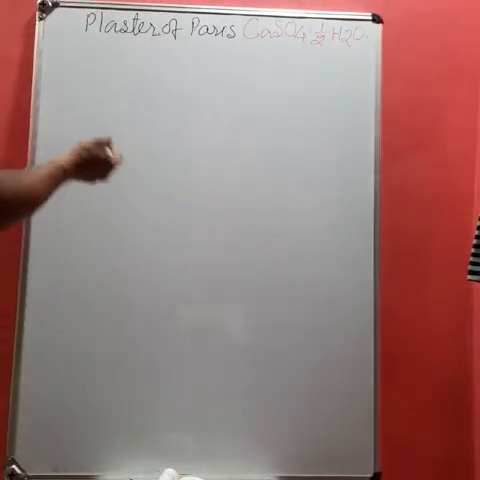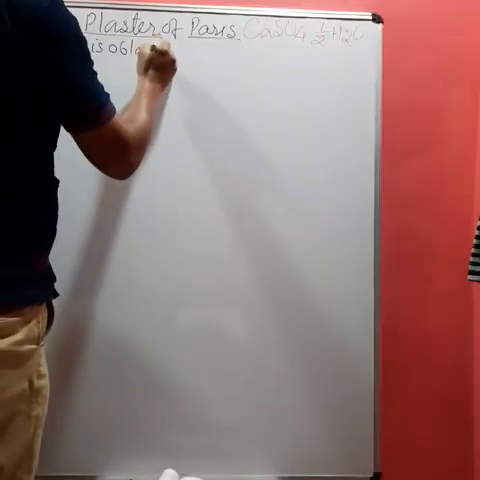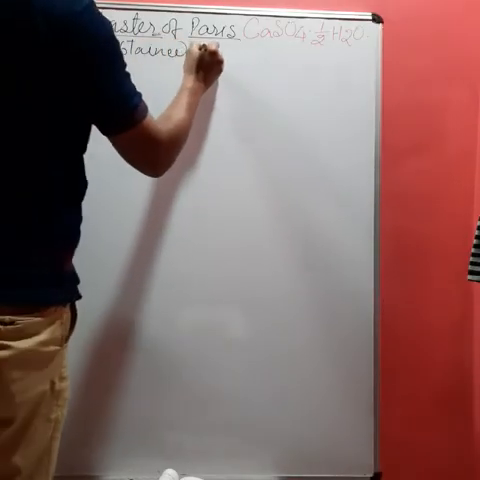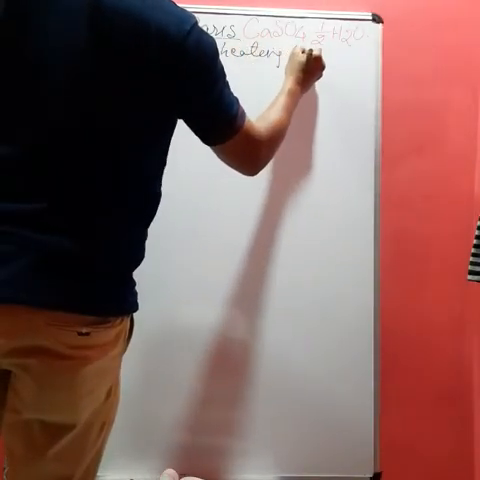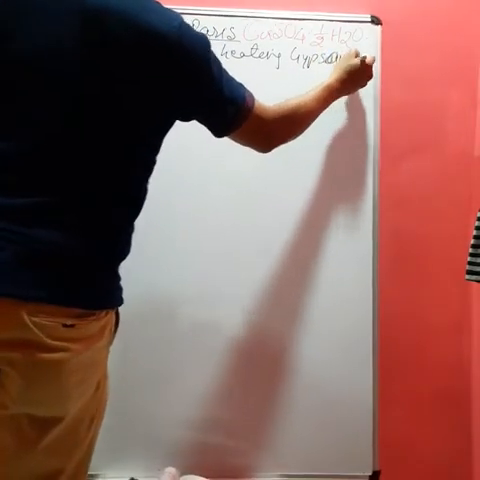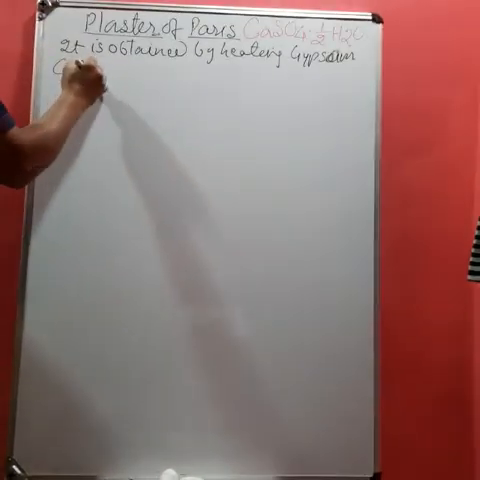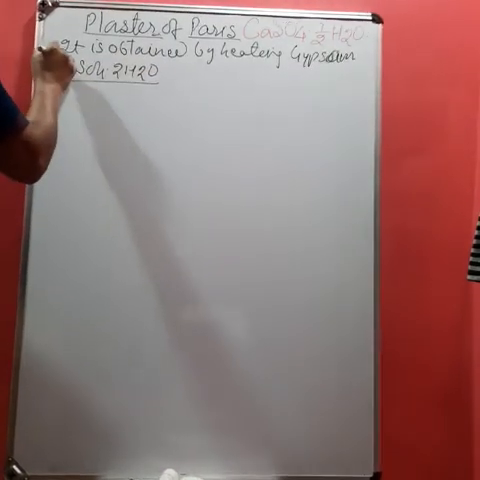Yes, student, next one, plaster of Paris. It is obtained by heating gypsum. You know gypsum? Gypsum, this is what? Calcium sulfate and two water molecules of crystallization.